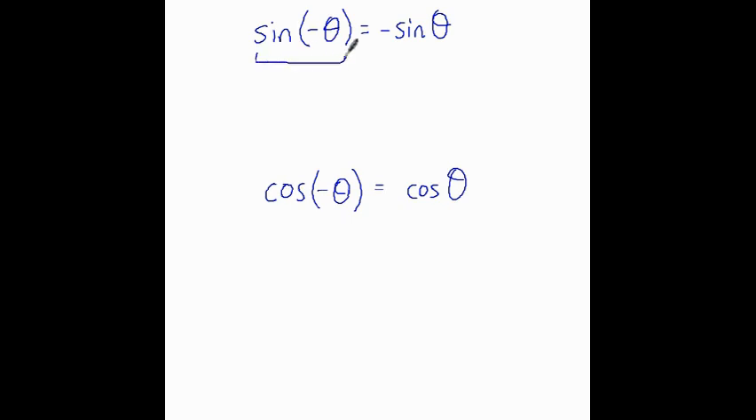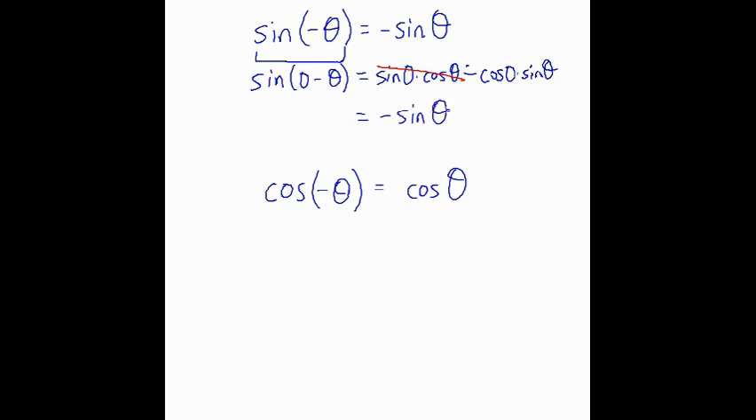Well, I can rewrite this as sine of 0 minus theta, and that would give us the difference identity, so sine 0 times cosine theta minus cosine 0 times sine theta. Now sine 0 is 0, so this whole thing cancels out. This equals negative cosine 0, which is 1, which just gives us negative sine theta, and we can do the same thing here.